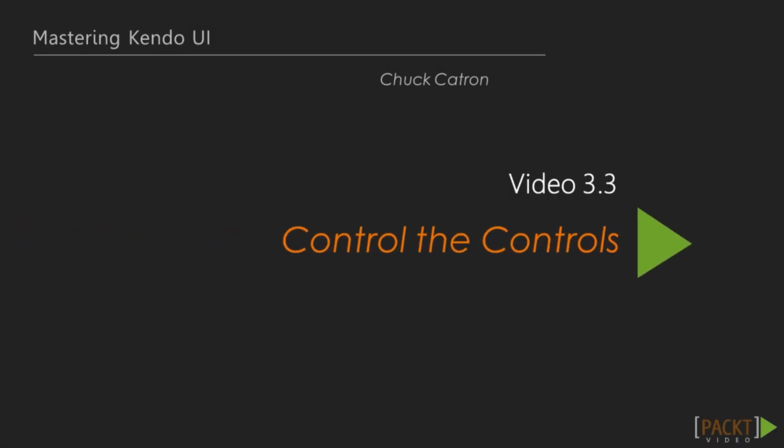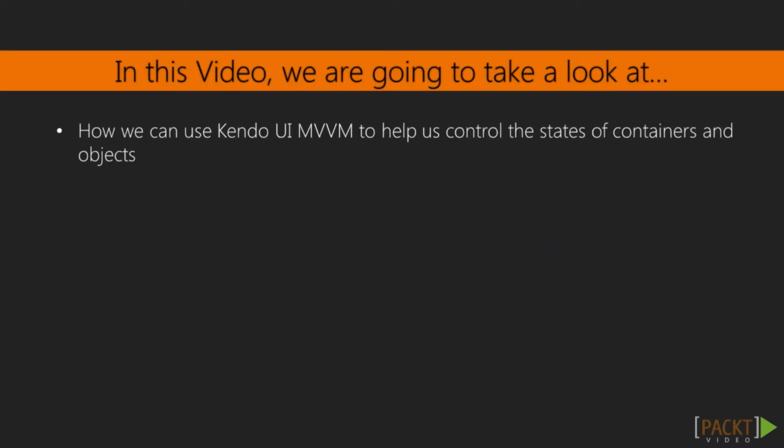So in the last video, we went from loading the site and through the router, over the river and through the woods to get our content loaded and editors created or destroyed, depending on the role of the user. In this video, we are going to look at how we can use Kendo UI MVVM to help us control the states of containers and objects. We will specifically look at the visible and enabled bindings.